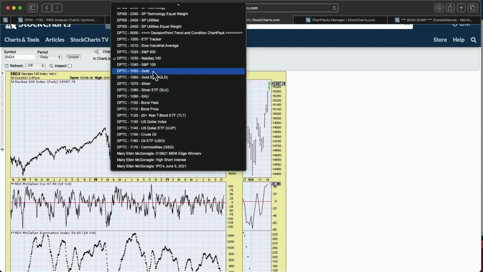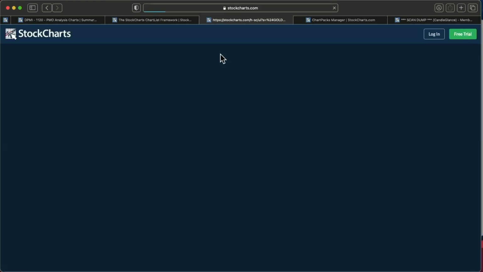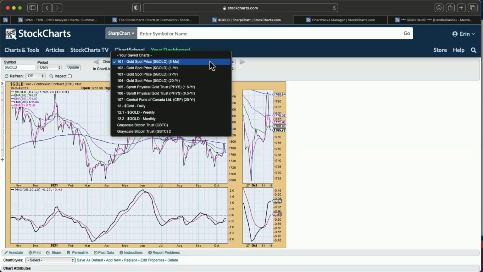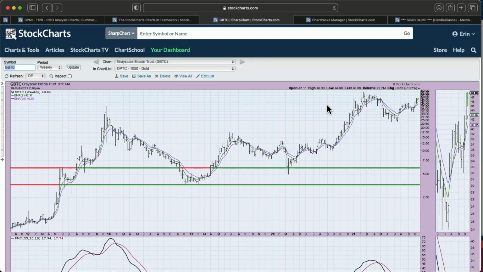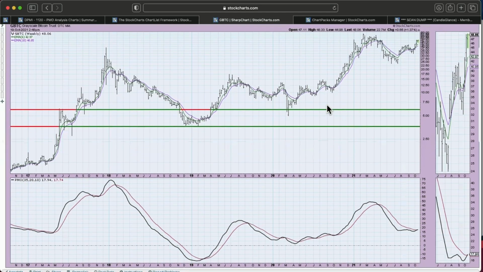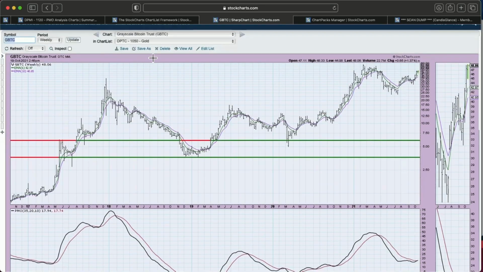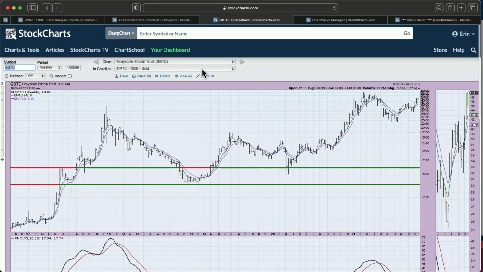Like I said, if you go into the gold chart pack for trend and condition, you're going to see the various dollar golds, long-term, short-term. We follow the physical gold trust as well, and we've added Grayscale Bitcoin in there to look at as well inside of the trend and condition chart pack. So those are the chart packs that I use. This is how I pretty much organize and run my workflow process.